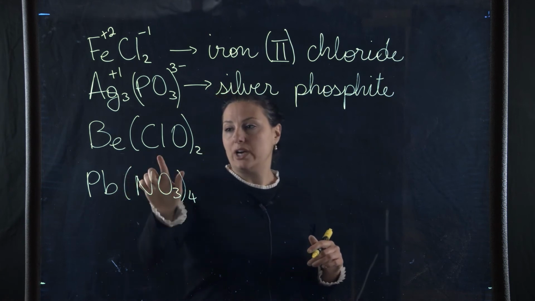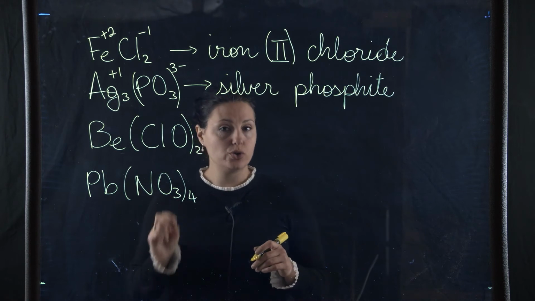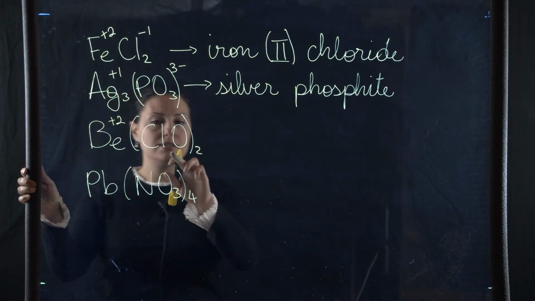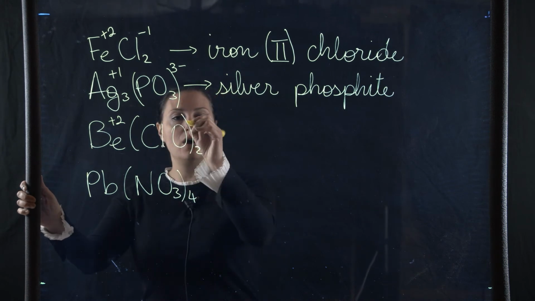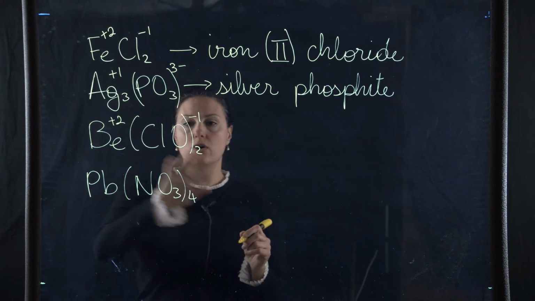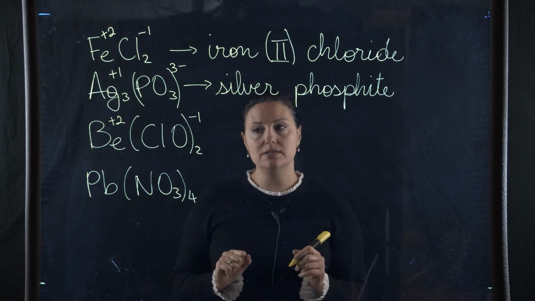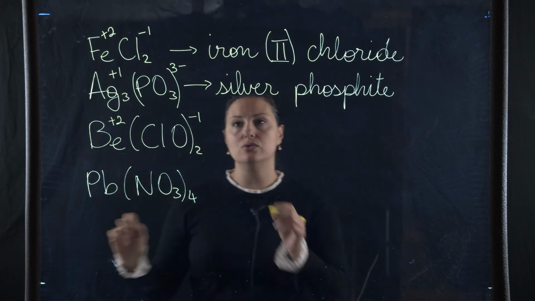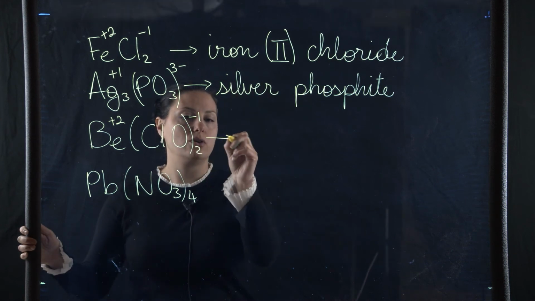Then I go down here. Beryllium is a group 2 element, so it will always have a +2 charge. And ClO, the hypochlorite, will always have a -1 charge. Therefore, this is correct the way it's written. 2 times -1 is -2, and the beryllium is +2. So it's a neutral compound.